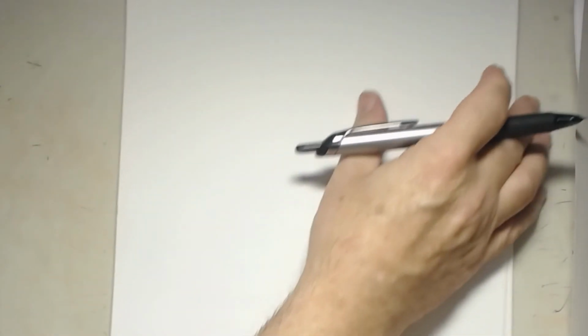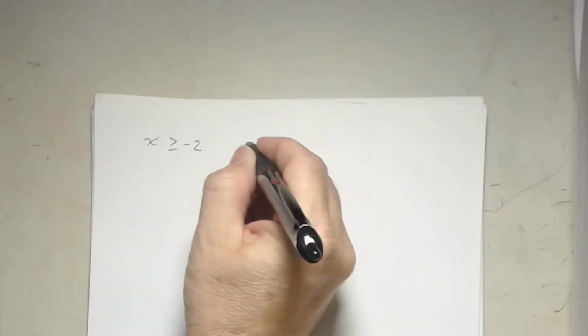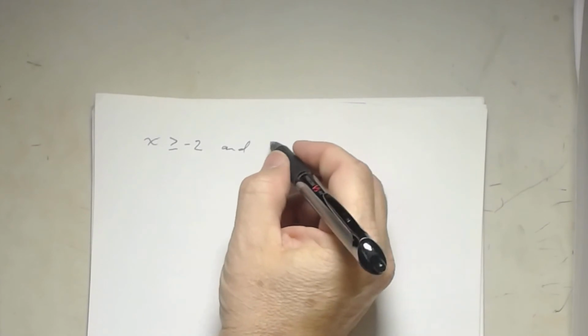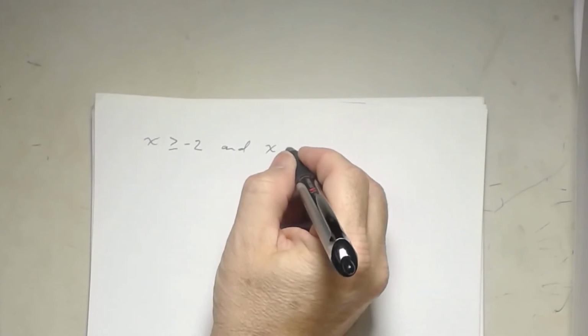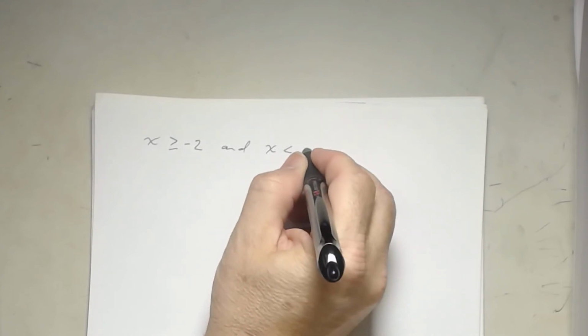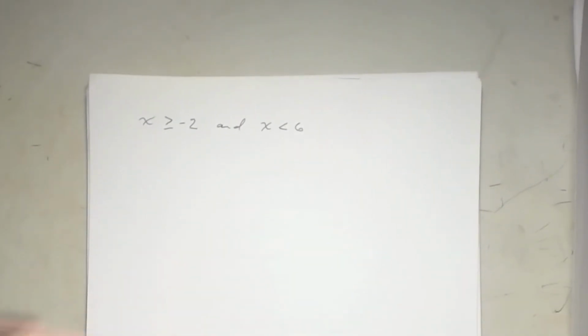All right, let's look at this one. All right, so x is greater than or equal to -2, and x is less than 6. X is greater than or equal to -2, and x is less than 6. What do I graph first?